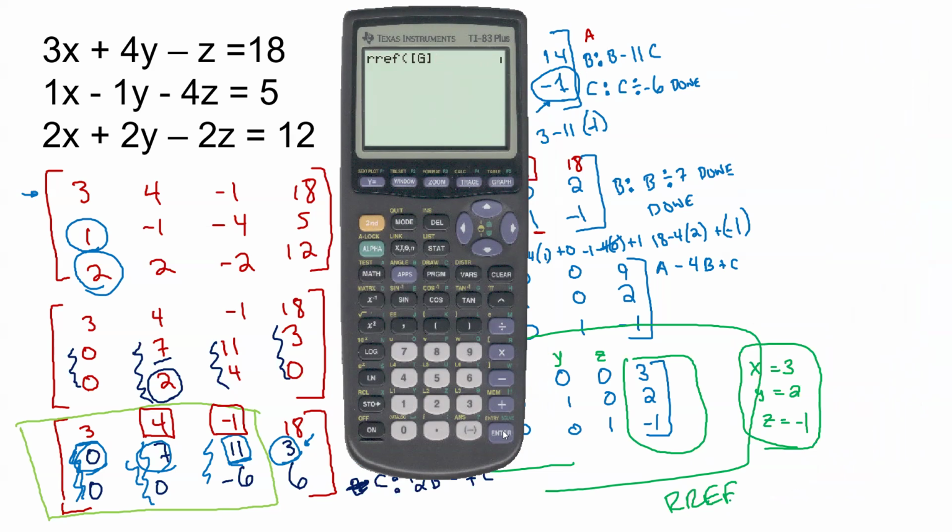All I got to do is hit enter, and 3, 2, -1. Those are the same numbers that we just pretty laboriously found, just spit out like that. So the calculator does make this a lot easier. You do have to have a calculator that will handle matrices.